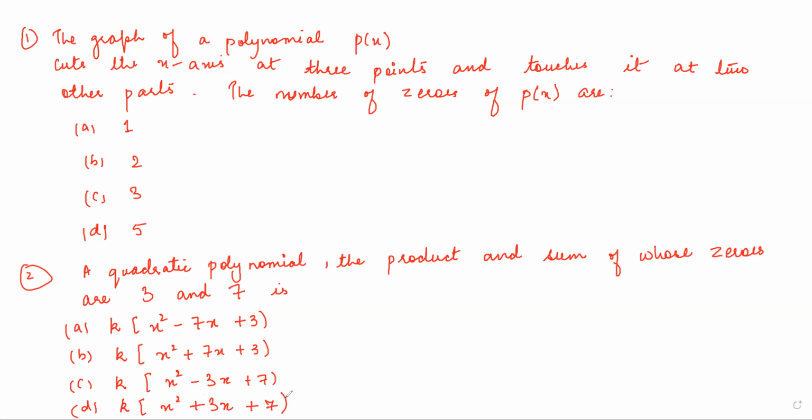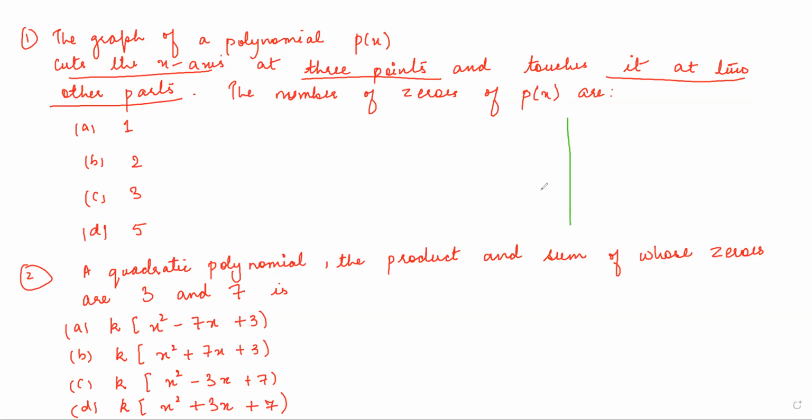Yes, Abdullah. What about the first question? Ma'am, the answer is 3. Why do you think it's 3? Because it cuts the axis at 3 points, and touches it at 2 other parts. So will it be the 0 of the polynomial or not? It is saying that it is cutting the x-axis at 3 points, right? And touches it at 2 other parts. So what do you think? Like how many zeros it should have? Only 3, ma'am.